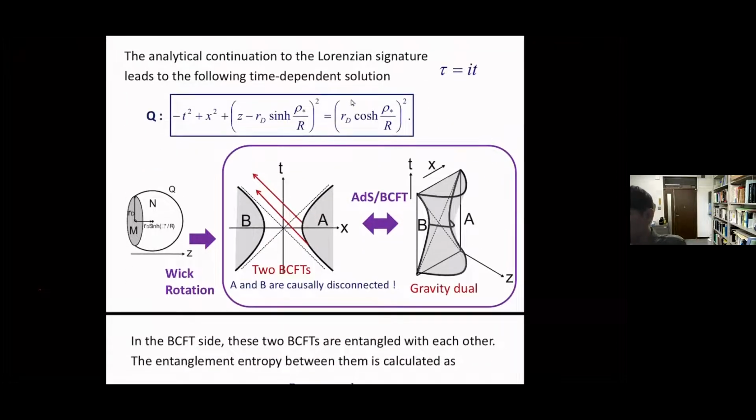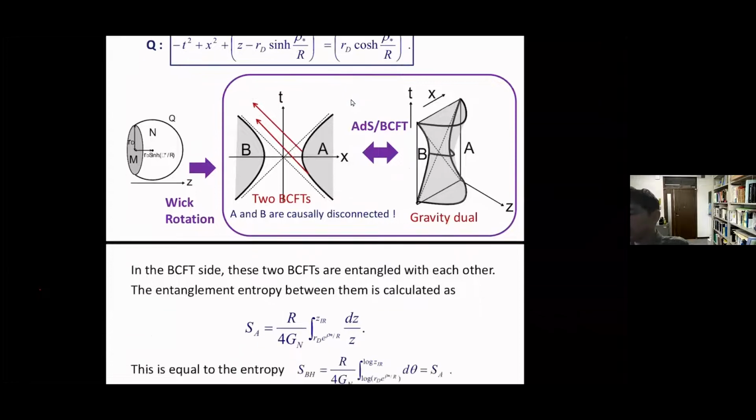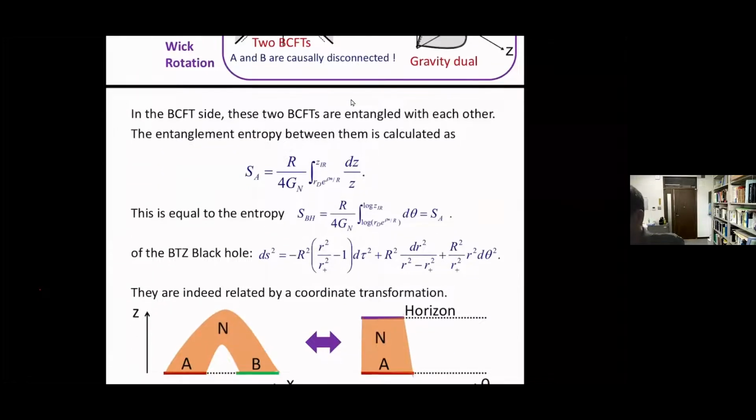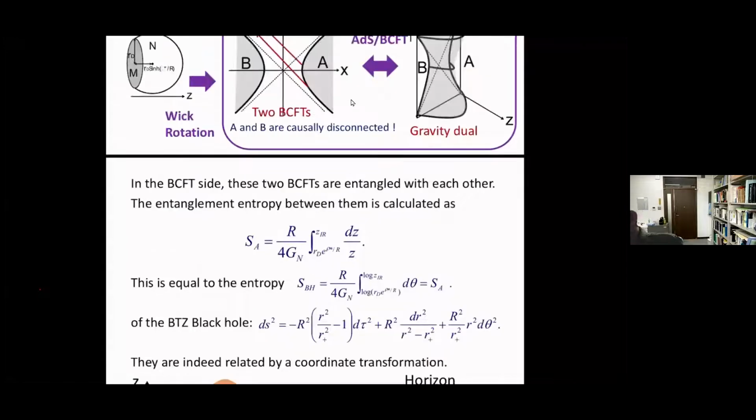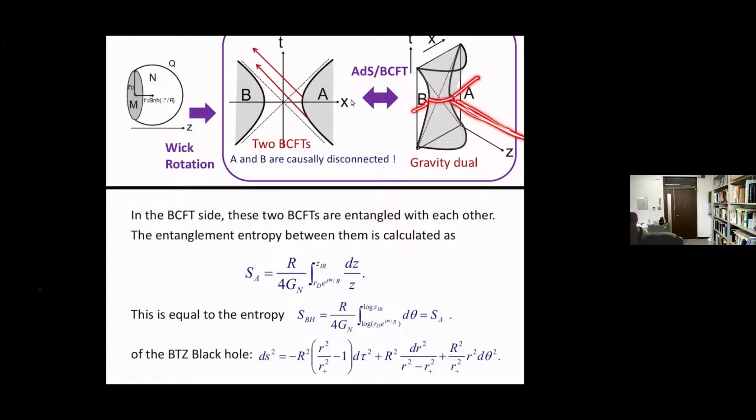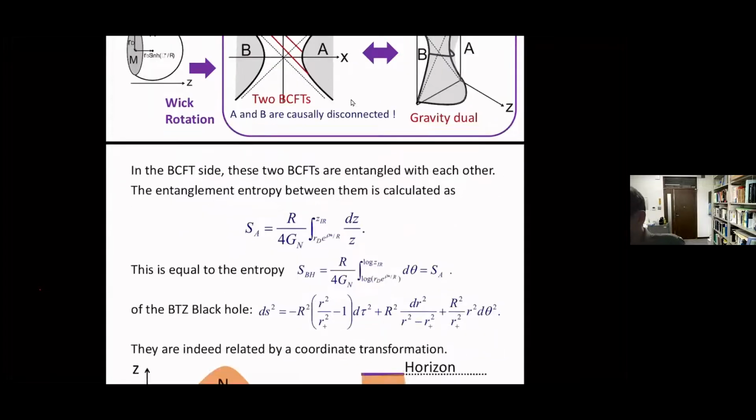Yeah, and on the BCFT side, these two BCFTs are entangled with each other, as I explained. The entanglement entropy between this region and this region is actually just a length. This is a wormhole cross-section, namely this geodesic length. This length is precisely what gives the entanglement entropy.